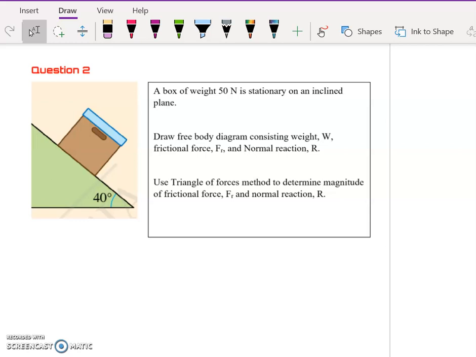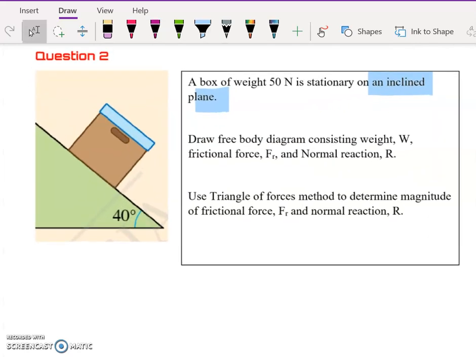Okay, for part 2 of this video, for subtopic 1.3 forces in equilibrium, we are going to do two questions. Number 2 is a box of weight 50 Newton stationary on an inclined plane. So the question wants you to draw a free body diagram consisting weight, frictional force, and normal reaction. So let's draw on the diagram itself.